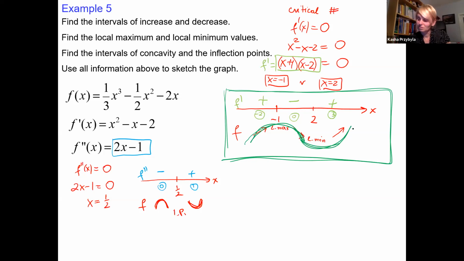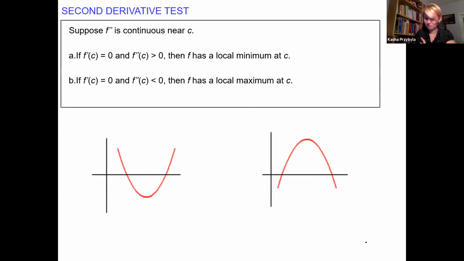Okay, but also, let me draw it. When a function has a local maximum, what about concavity? Always when a function has a local maximum, is it concave up or concave down? It's concave down. And of course, a local minimum will give me concave up. That means sometimes, in order to determine local maximum and local minimum, we involve the second derivative, and we call it the second derivative test.